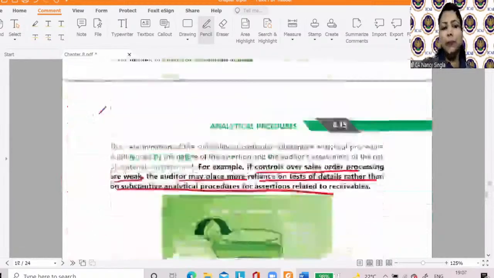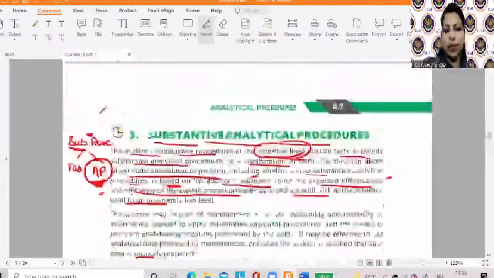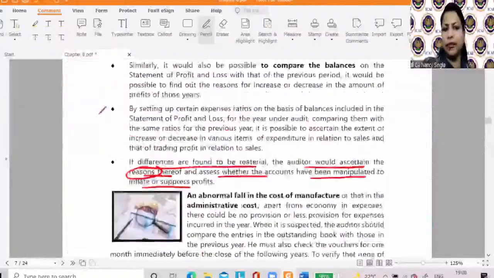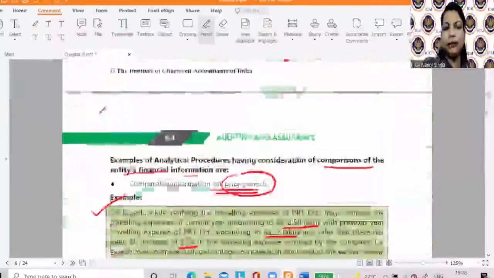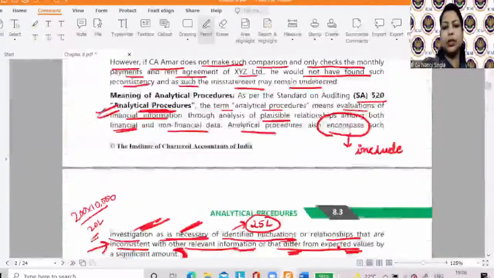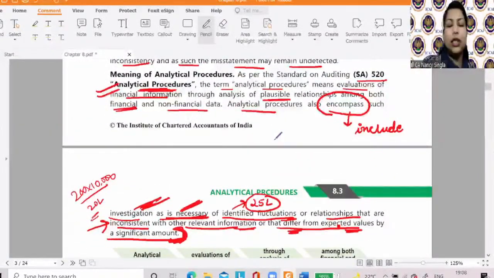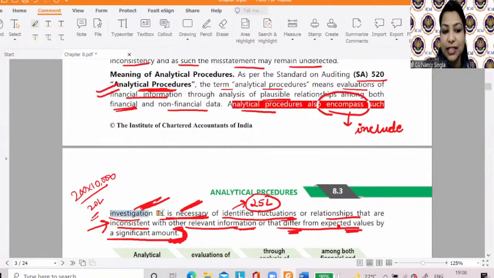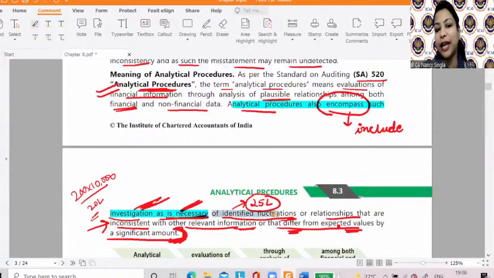ठीक है, let me just take you to the definition of analytical procedure. When we did analytical procedure की definition ना, we saw that analytical procedure also encompass such investigation as is necessary of identified fluctuation. Now the topic is such investigation. क्या करना है अब? Now there is identified fluctuation, inconsistent relationship है, difference between the expected and the actual result by a significant amount है. तो what is that such investigation?